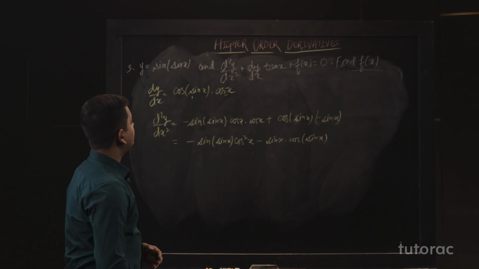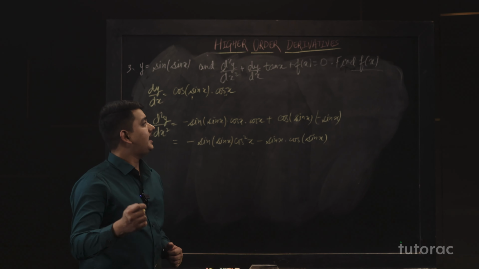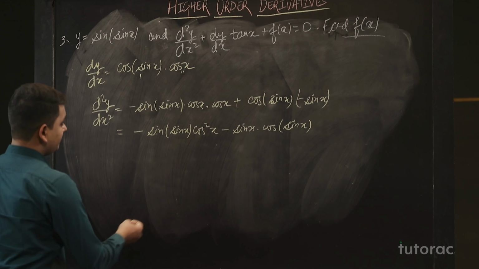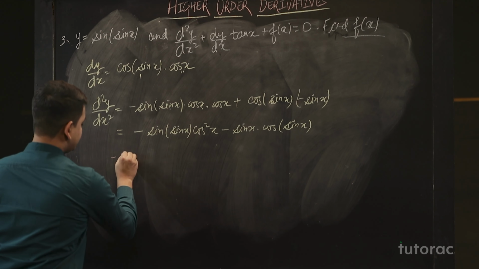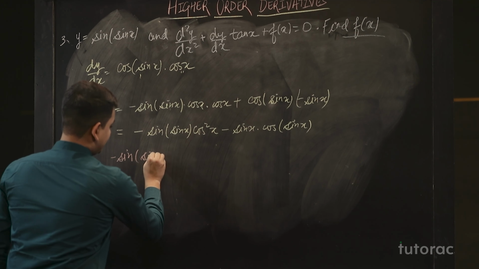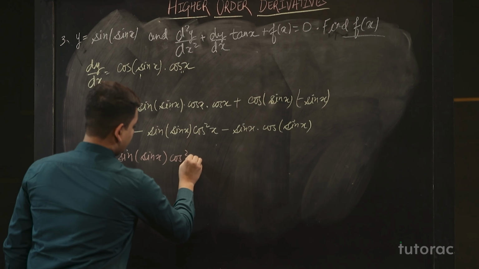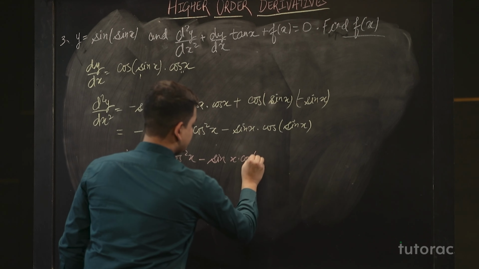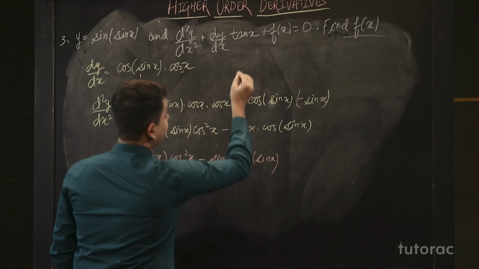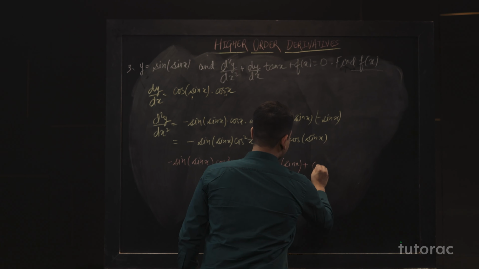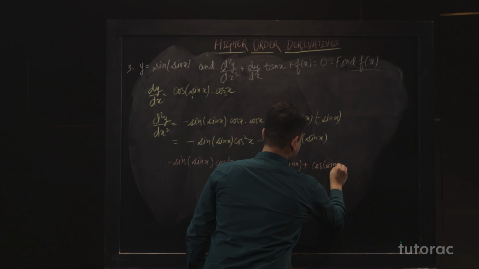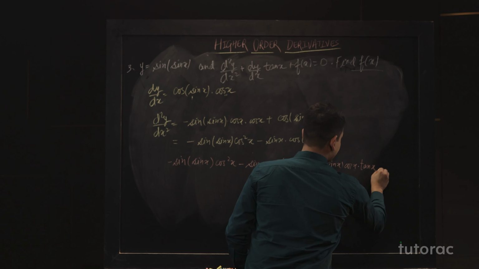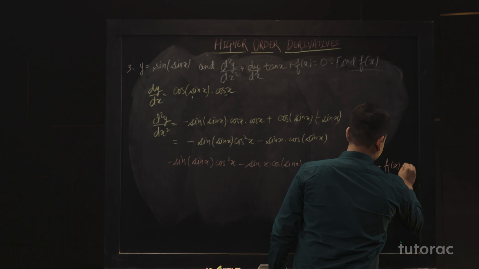So now I can easily put the values of d²y/dx² and dy/dx in our equation. If I put the value of d²y/dx² first, then I'll get minus sin(sin x) into cos²x minus sin x into cos(sin x), plus dy/dx, which is cos(sin x) into cos x, multiplied by tan x, plus f(x) = 0.